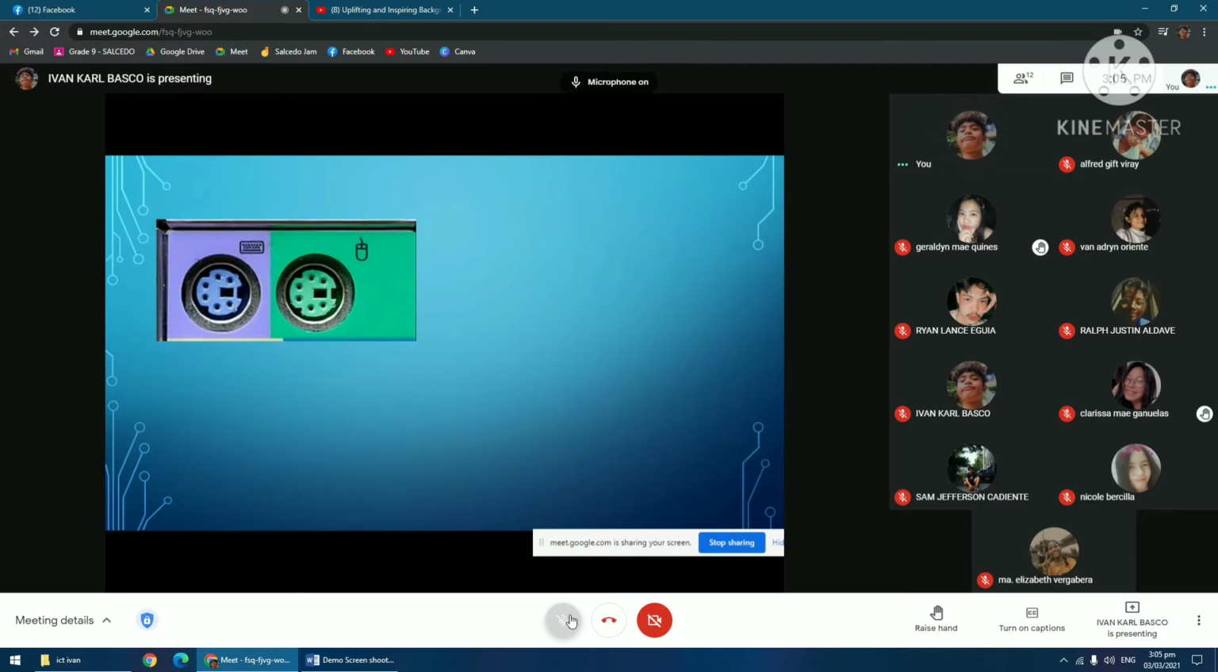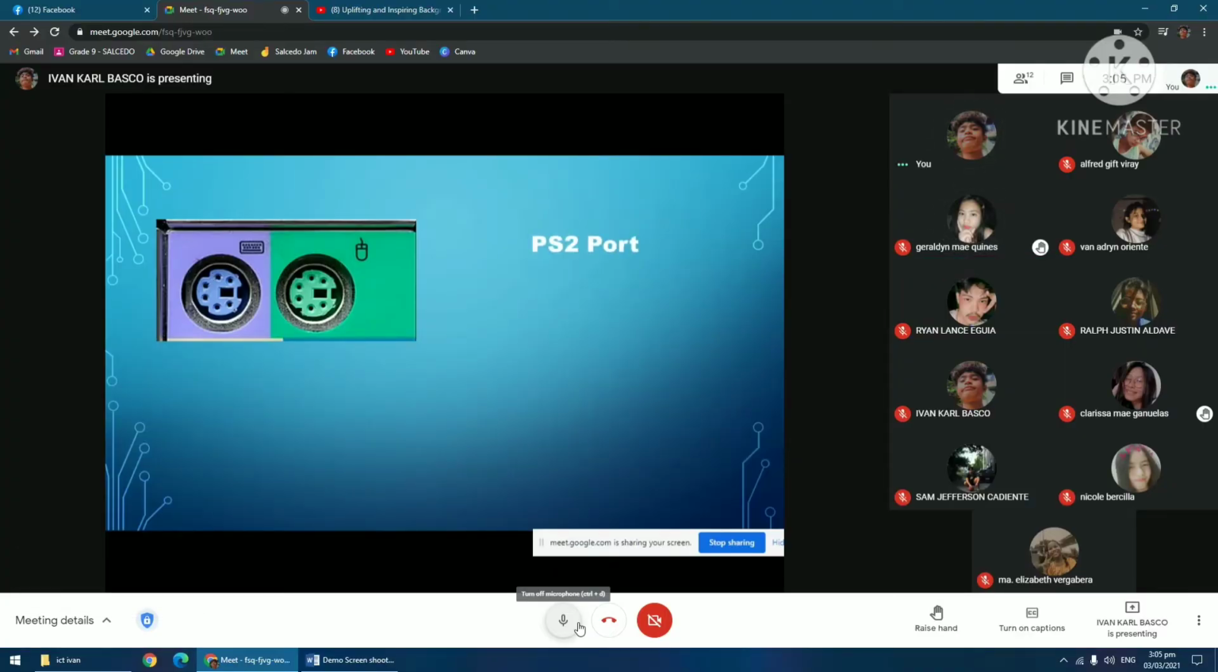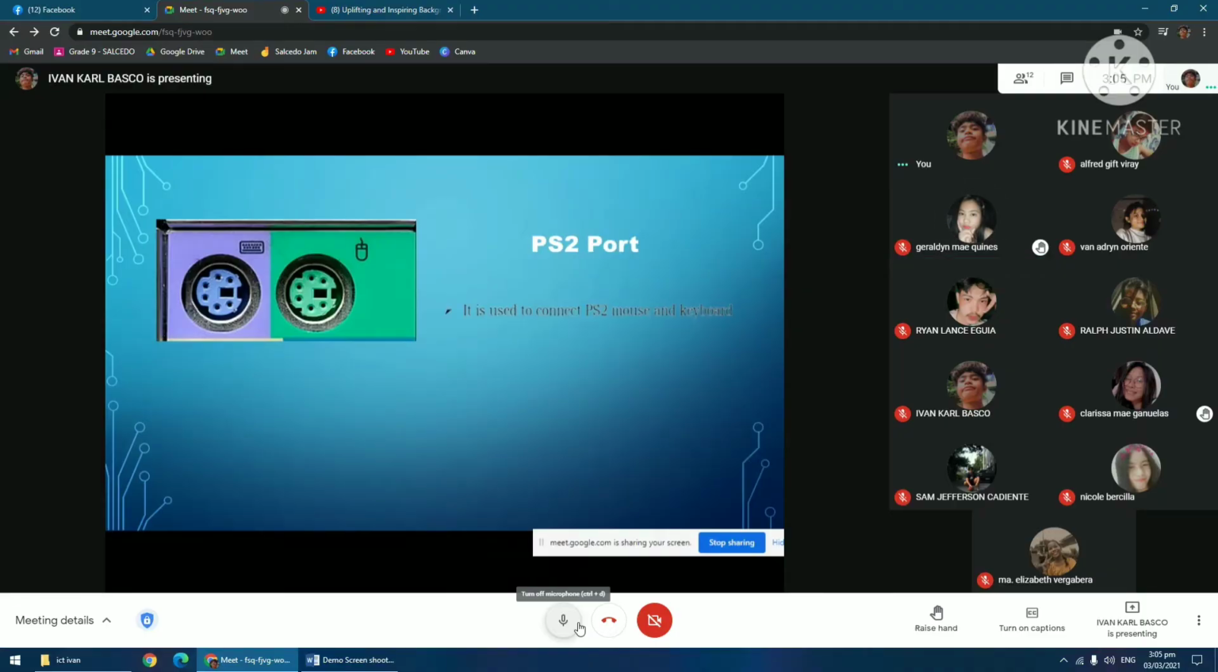Next picture. Geraldine May Kines. Sir, PS2 port po. Okay, good. It is used for connecting keyboards and mouse to a PC-compatible computer system. PS2 port is used to connect PS2 mouse and keyboard. But in my observation, PS2 keyboards and mouses are rarely used nowadays due to the advent of the USB keyboard and mouses, or sa pag-usbong ng USB keyboard and mouses.